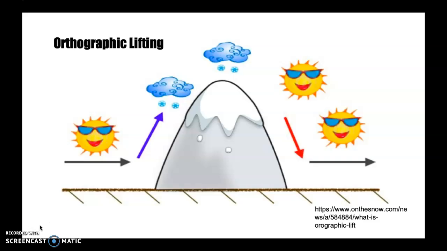Orthographic lifting is when air is lifted over an obstacle such as a mountain. When air runs into an obstacle, it has nowhere to go but up. As the air rises, it cools, causing precipitation to fall.